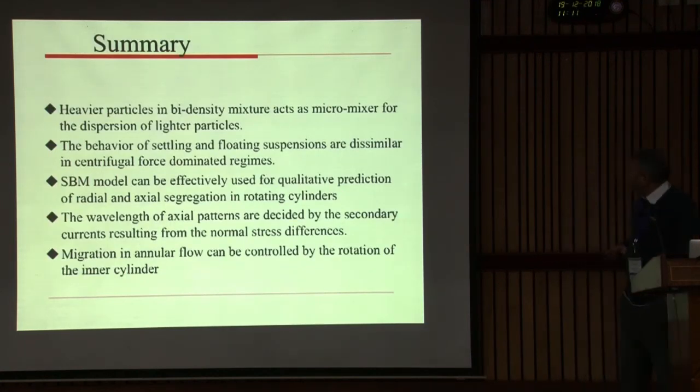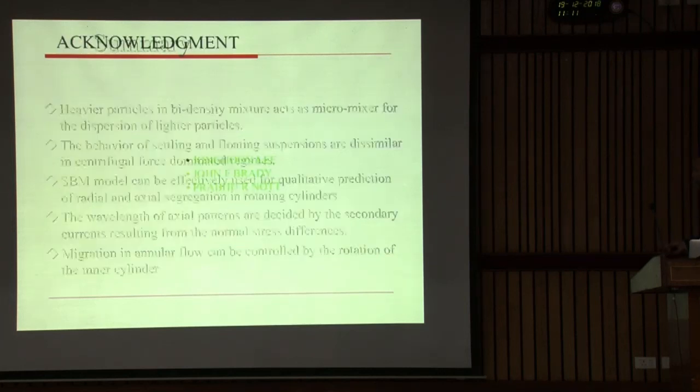So with that, I would like to summarize that in a mixture of bi-density, the heavier particles try to disperse the lighter ones, so they act as a micro mixture for the dispersion. And the suspension balance model effectively has predicted the axial and radial segregation patterns, and the wavelength patterns matched with the experiment, right?